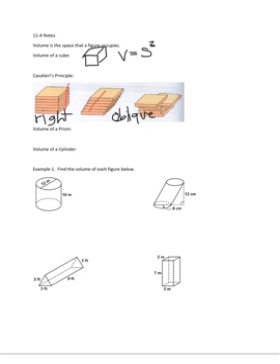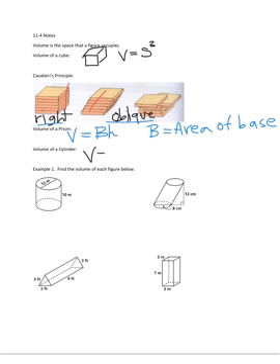So the volume of any prism, whether it's right or oblique, is volume equals area of the base times the height. B stands for the area of the base. The volume of a cylinder is the area of the base, which is a circle, so r squared pi, and then times the height.